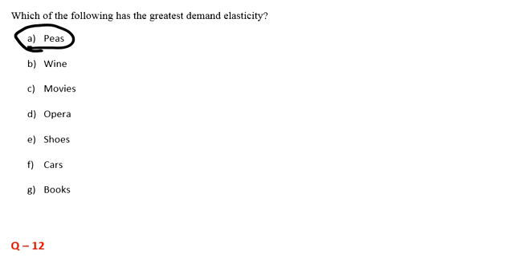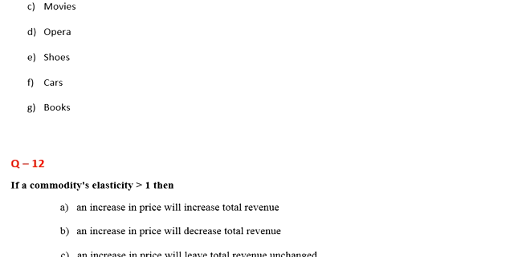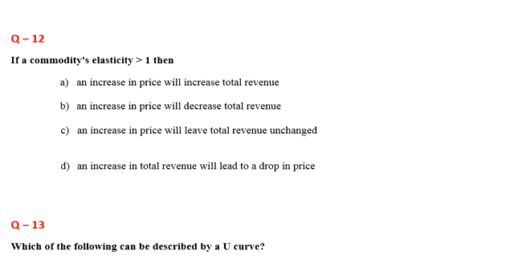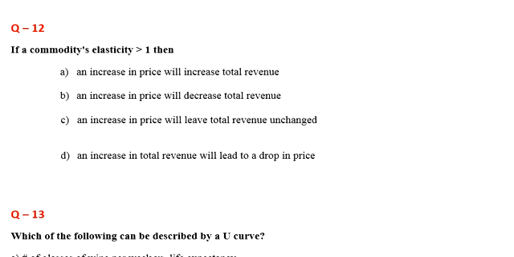Question number 12. If a commodity's elasticity is greater than 1, in this case the price will have an inverse relation with the revenue. So an increase in price will decrease the total revenue. Part B.